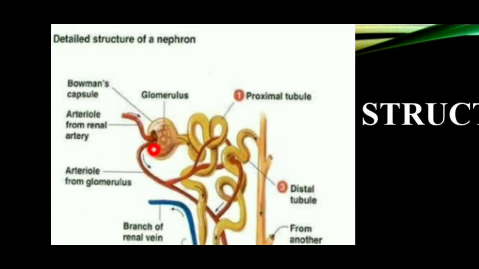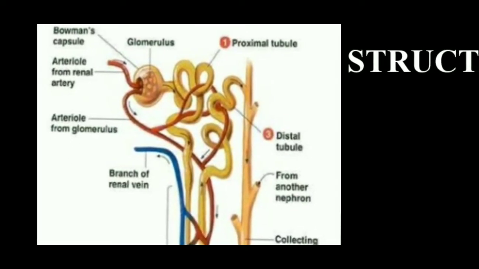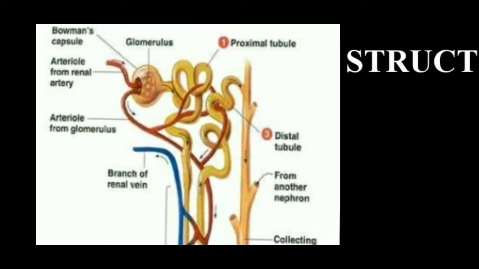This Bowman's capsule is covered by a layer of squamous epithelium. Squamous epithelium is a type of epithelial cells. It is a very thin single layer of cells. These epithelial cells are covering the Bowman's capsule. They are also called podocytes. These epithelial cells contain minute pores, which is helpful in the filtration process.